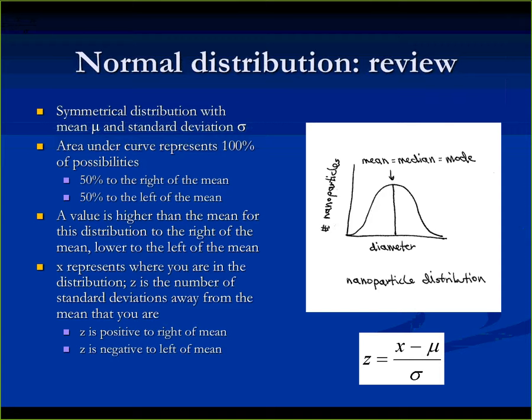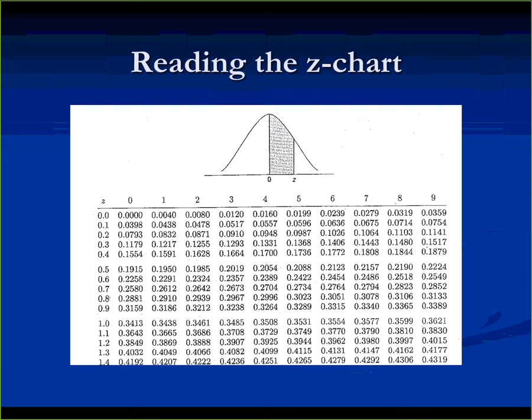And then z is going to be the number of standard deviations away from the mean that you are. So the z value is always going to be positive if you're to the right of the mean, and the z value is going to be negative if you are to the left of the mean. And the only equation you need to know for the normal distribution is the one on the right in the bottom that says that your z value is equal to x, and again, that's wherever you are along that x-axis, minus mu, which is the mean of the distribution, divided by sigma, which is the standard deviation of the distribution.